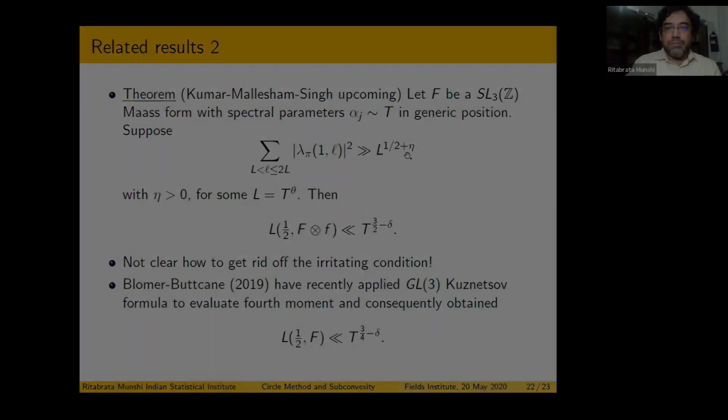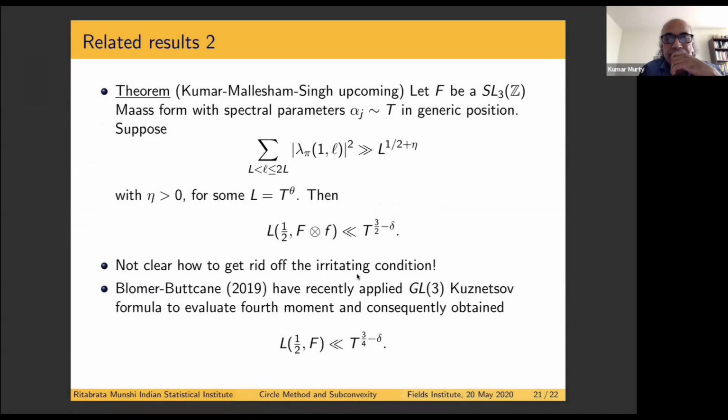So their result is conditional in the generic case and unconditional when the spectral parameters are near the walls of the Weyl chambers. Here the GL2 form is fixed and you're varying the GL3 form, and you get a subconvex bound in the spectral parameters for GL3 if you assume this condition on the Fourier coefficients not being that small, when the spectral parameters are in generic position. But if they are not generic, say alpha 1 and alpha 2 are near, so the distance between alpha 1 and alpha 2 is smaller than T to the power 1 minus theta, then you have saving. You do not need this condition and you get a subconvex bound.